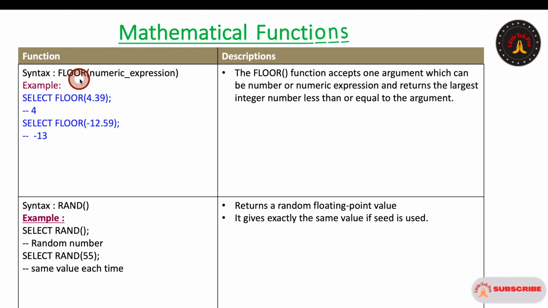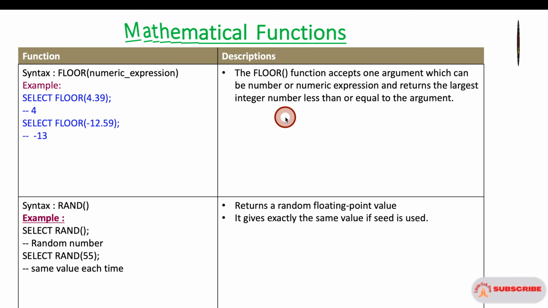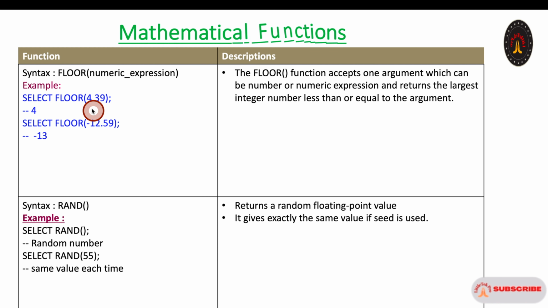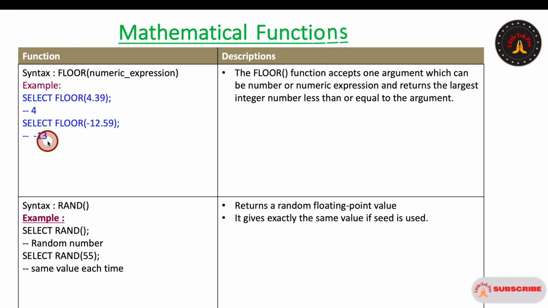The next function is FLOOR. Floor is basically the opposite of ceiling. So what does it do? It's going to return the largest integer less than or equal to the argument. So if you say 4.39, it's going to return 4 because 4 is less than 4.39. Same way, for minus 12.59 it's going to return minus 13 because minus 13 is less than minus 12.59. So let's run this in MySQL Workbench and see if it's working as expected.